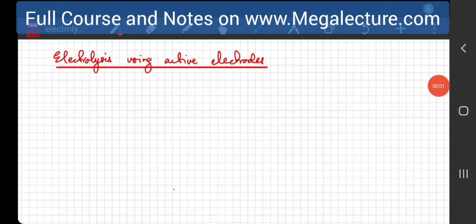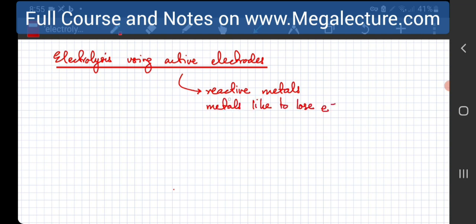Let's now move to the next subtopic, which is that we're going to try and do electrolysis using active electrodes. So what really are active electrodes? They are made from reactive metals. Unlike in the previous case, where you had inert electrodes, now you've got reactive metals. And remember, what do metals like to do? Metals, the reactive ones, like to lose electrons. So we're no longer using inert electrodes. Inert were graphite and platinum. We're not using them. Now we're using active electrodes, metals that really like to lose electrons.